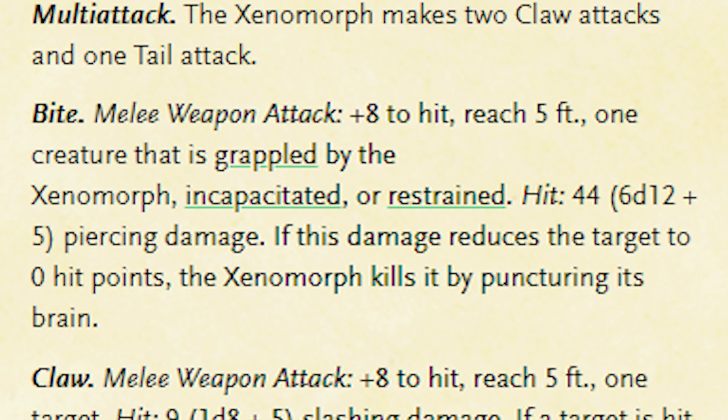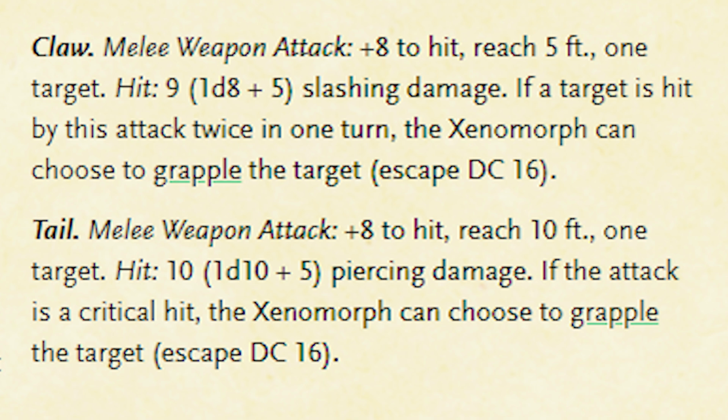On a hit, the creature takes 6d12 plus 5 piercing damage. If the damage reduces the creature to 0 hit points, it dies instantly as the Xenomorph punctures its skull. Claw is a melee weapon attack with a +8 to hit to get one target within 5 feet. On a hit, the target takes 1d8 plus 5 slashing damage.